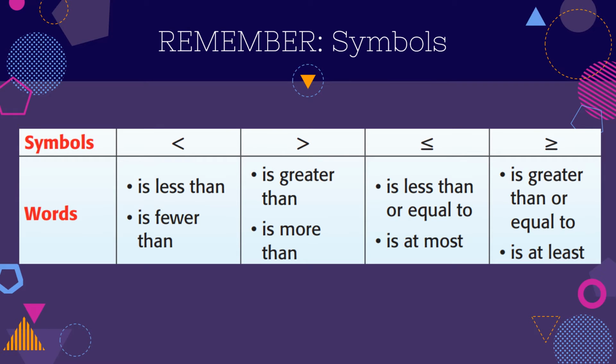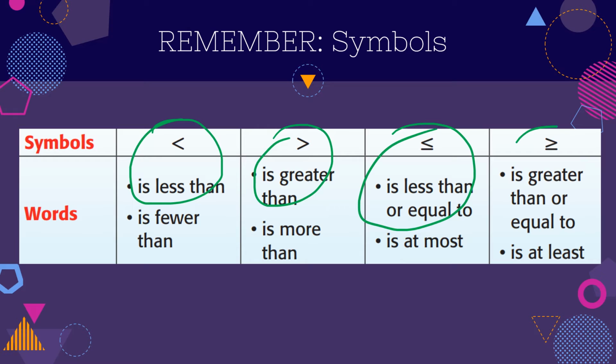A quick reminder of our symbols. Again, this is from our day one notes, but remembering that left then means less. This means greater than. If I put a line under it, it means or equals to.